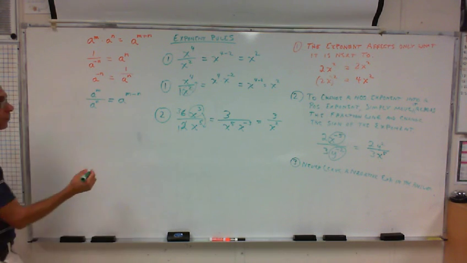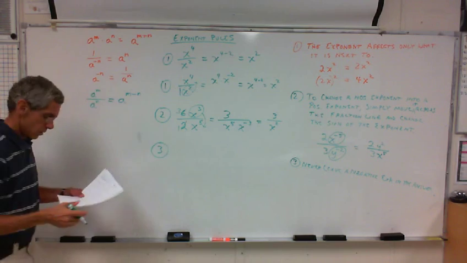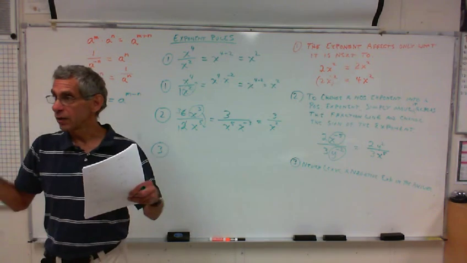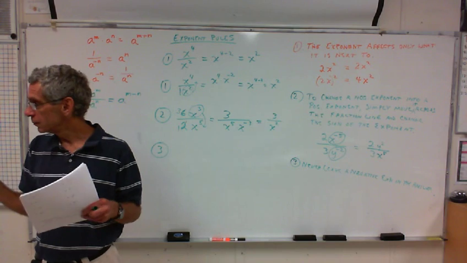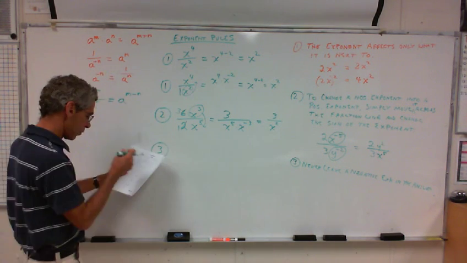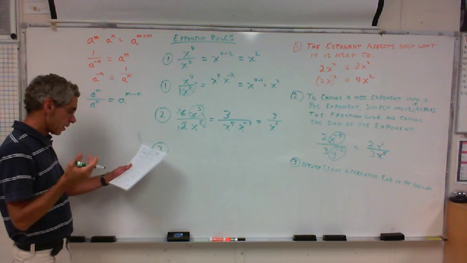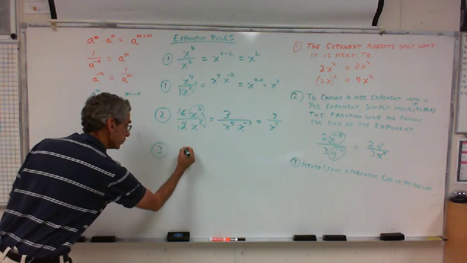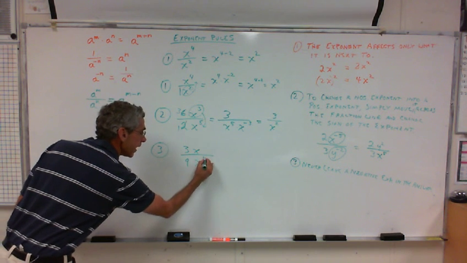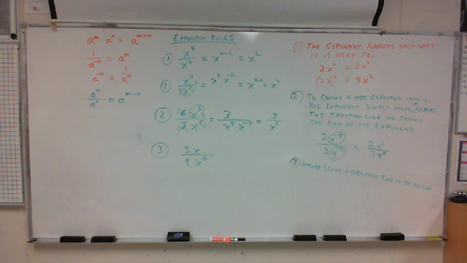Okay. Number 3. You're going to find that this is often the easier way to do it, especially when you get into larger fractions. I don't have those on here, but you'll see what I mean. I don't want to scare you on those yet. But all right, let's do 3x over 9x to the 10th. This is our last problem. 3x over 9x to the 10th.